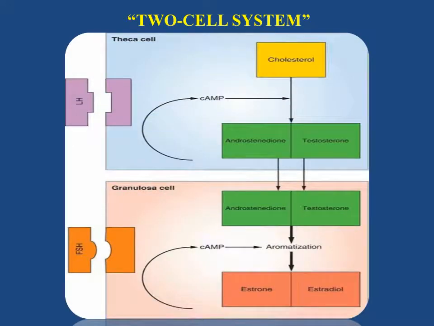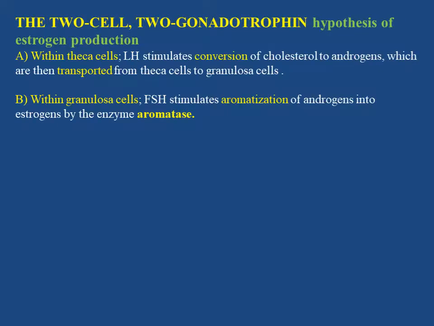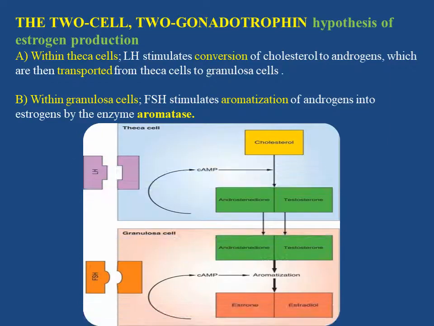What's the two-cell, two-gonadotrophin hypothesis of estrogen production? Within the theca cell, LH stimulates the conversion of cholesterol into androgen. This is androstenedione and testosterone, and these androgens are transported from the theca cell to the granulosa cell.